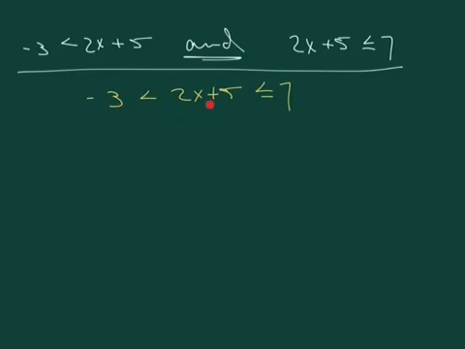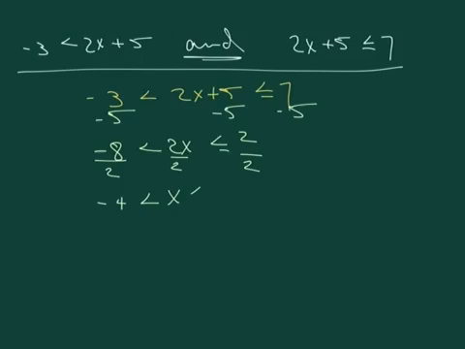So when we have this, we're trying to solve for the variable in here, the x. So what we do is we subtract 5 here, subtract 5 here, subtract 5 here. You do it twice. So we get negative 8 less than 2x, which is less than or equal to 2. Now we divide both sides, or all sides, by 2. And we get negative 4 is less than x, which is less than or equal to 1. Okay, so not too bad.